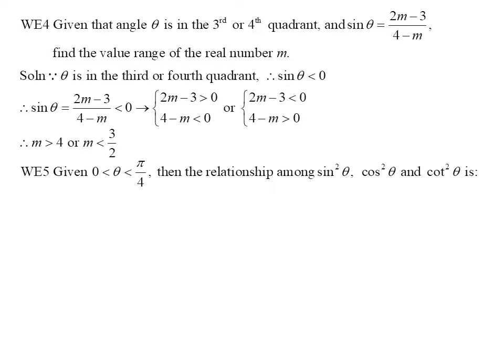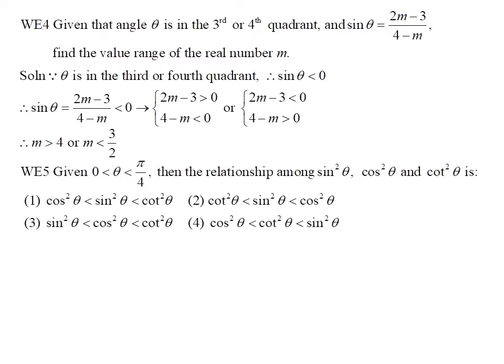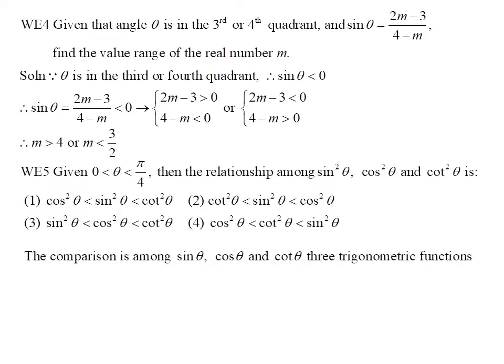Example 5 is a multiple choice question, and it asks to compare the value of sine squared theta, cosine squared theta, and cotangent squared theta, given that theta is between 0 and pi over 4. Since theta is between 0 and pi over 4, then all the three circular functions, sine theta, cosine theta, and cotangent theta, are greater than 0.